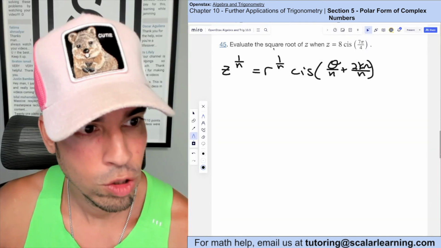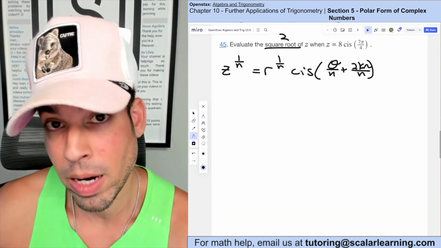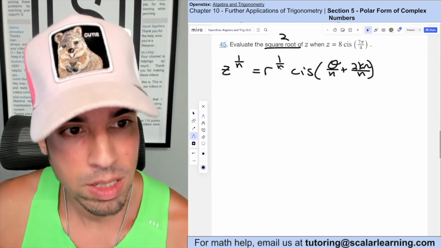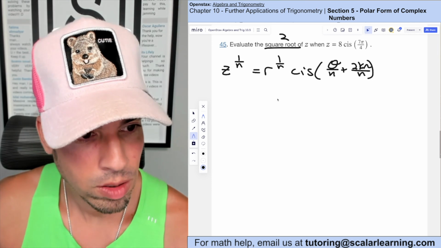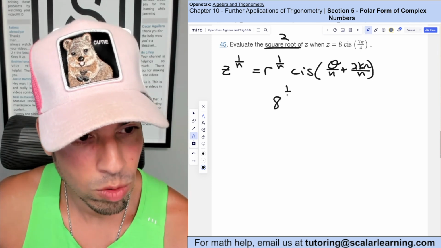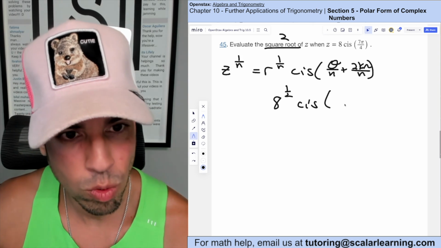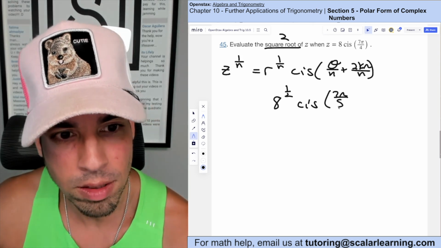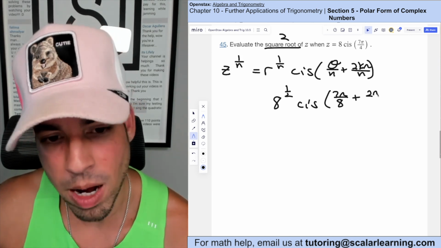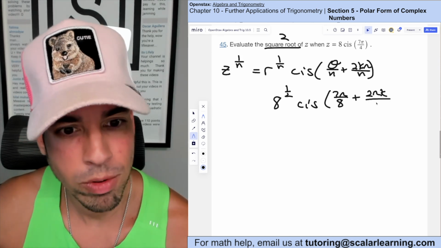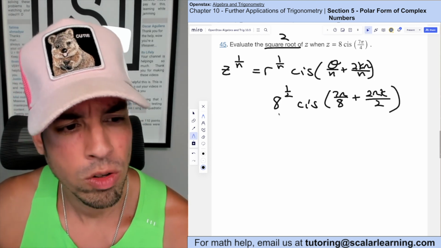Done. So for this one, we're taking a square root. Square root means 2, right? That's the index. And that means that's what n equals. So let's plug and chug. So that means we have an r value of 8 to the 1/2, CIS. So my theta value is 7 pi fourths divided by 2, or 7 pi eighths. And then we got plus 2 pi k, or 2k pi, whatever, over, again, that 2 value like so. All right, so now let's do this.